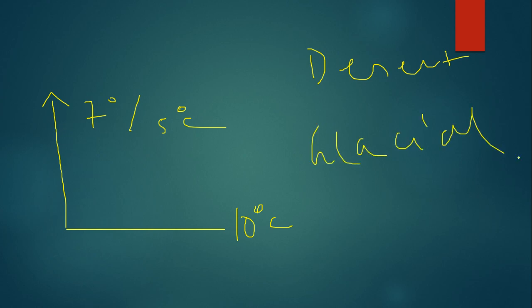So these are the two important differences between the desert and the glacial areas if I talk about the normal lapse rate. One thing is getting very clear: the normal lapse rate value is not fixed. It changes from one place to another. All this I have mentioned in my part 1 lecture, in which I covered the normal lapse rate and the dry adiabatic lapse rate.